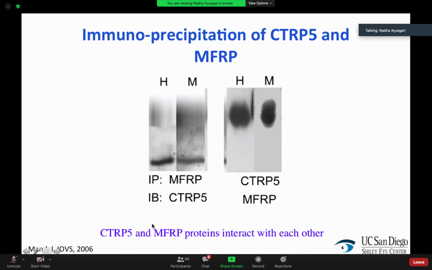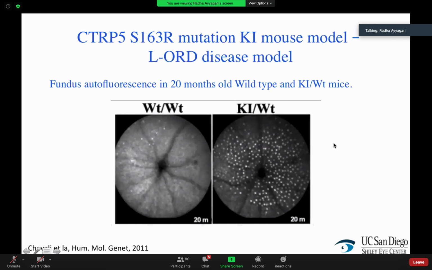Because these two are present in the same tissue, Mandal wanted to see whether they interact with each other. So he performed immunoprecipitation with either CTRP5 antibodies or MFRP antibodies, and we could pull down each with the other, suggesting these two proteins interact with each other. To understand the function of this protein or the impact of mutations in LOD, we generated a mouse model with the S163R mutation observed in patients. So we generated a knock-in mouse model.